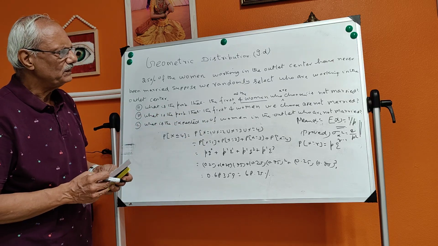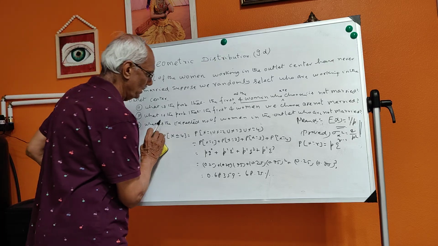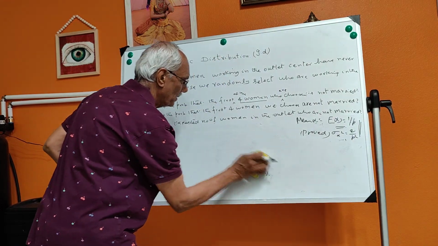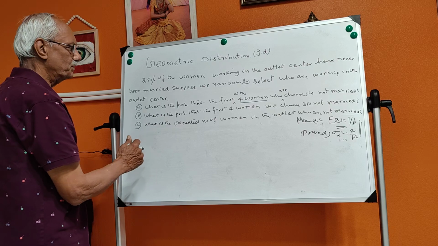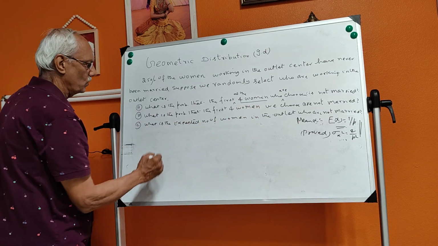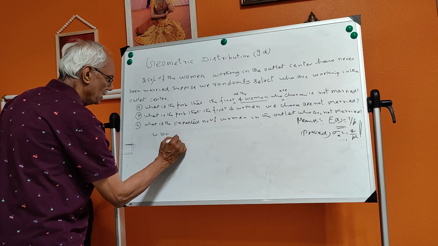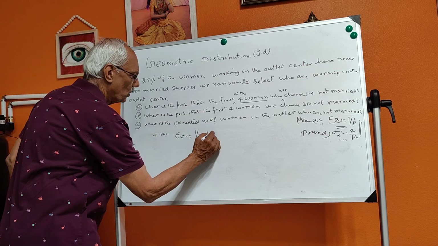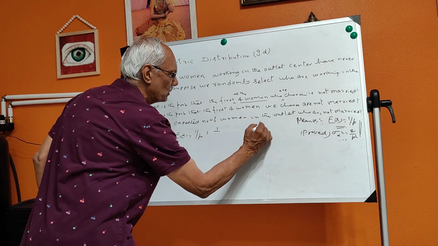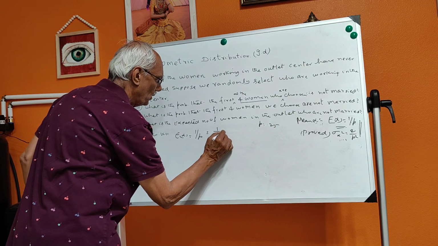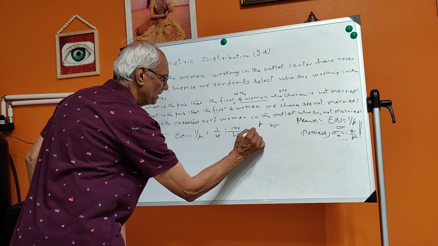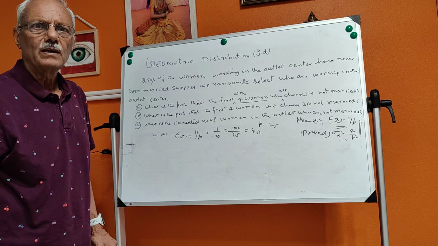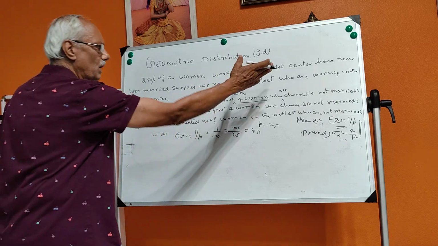Okay, now let us come to the last one. What is the last one here? The last one is find the mean. They asked what is the expected number of women in the outlet who are not married. We know that E of x is equal to 1 by P. We have found that P is 0.25, given. So 1 by 0.25, that is 100 by 25, that is equal to 4. So the expected number of women who are not married is equal to 4 in the outlet.